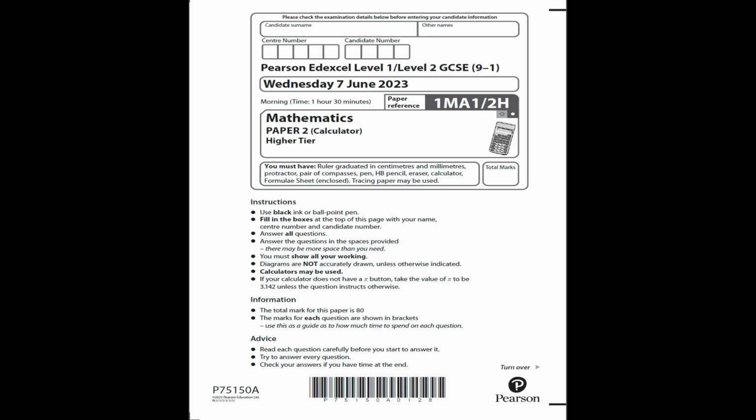We will go through every question step by step, the way the exam board expects you to. No shortcuts, just clear methods, top tips, and a few reminders of where marks are gained and lost. Right then, let's get into question number 1A.